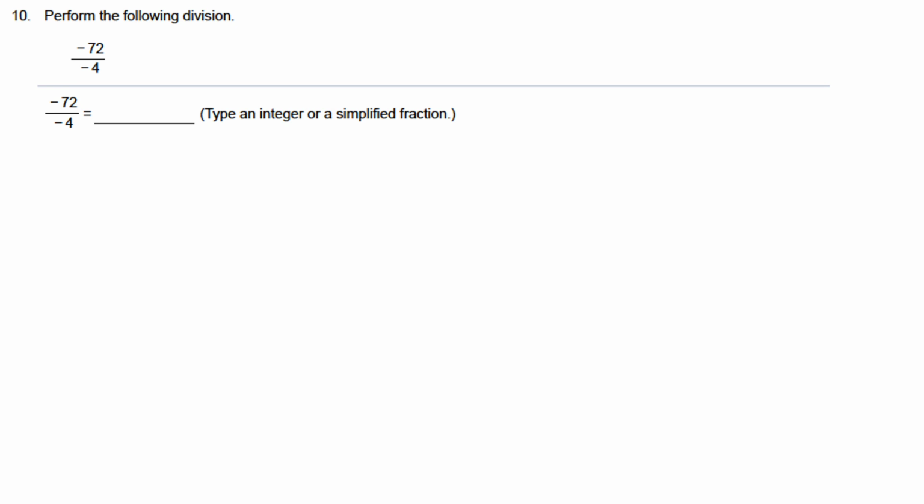Perform the following division. Negative 72 divided by negative 4. Before we start, I also want to note that this fraction bar means division. So whenever you see that, that means to divide. This problem is the same as negative 72 divided by negative 4.